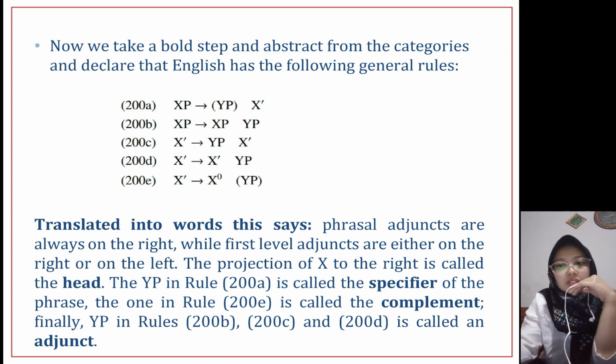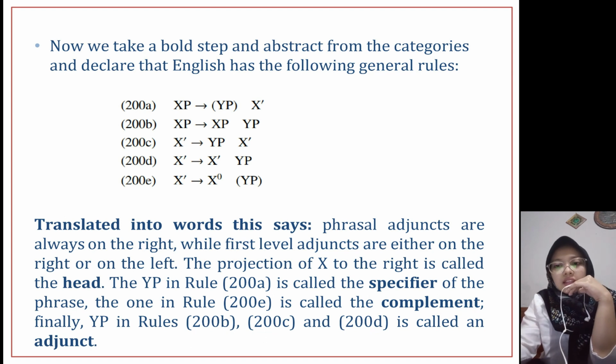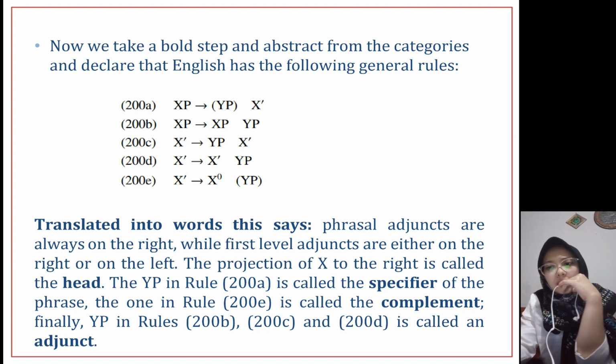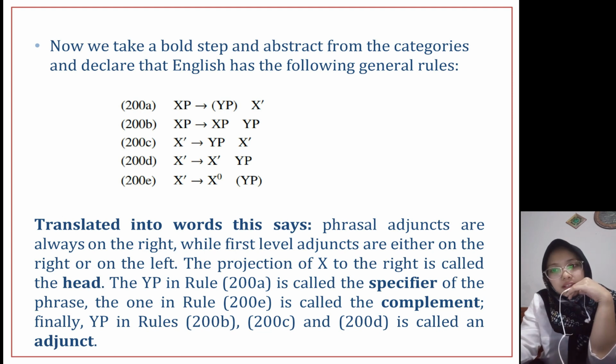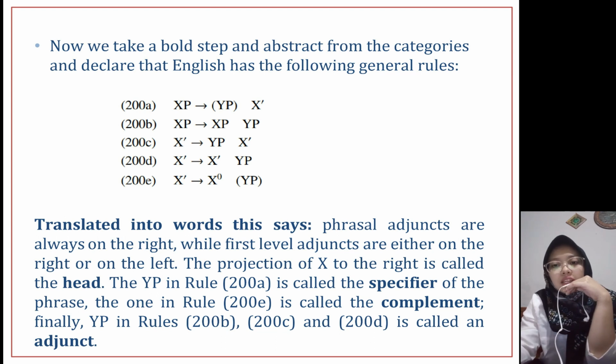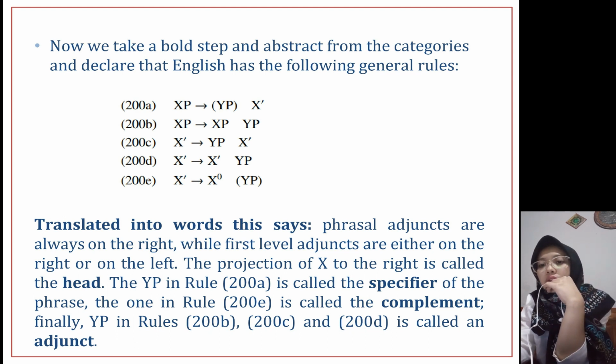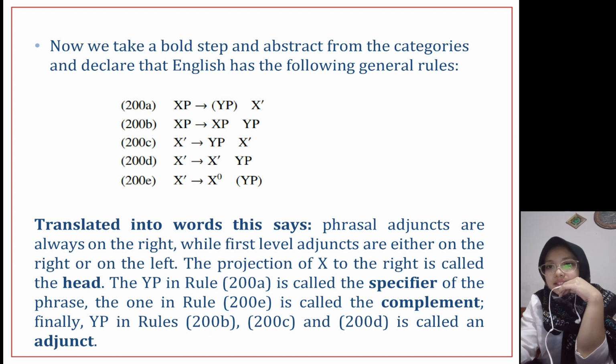The projection of X to the right is called the head. Then, this is called the specifier of the phrase. The one in rule 200 with the notation of E is called the complement. Finally, YP in rules 200B, C, and D is called an adjunct.